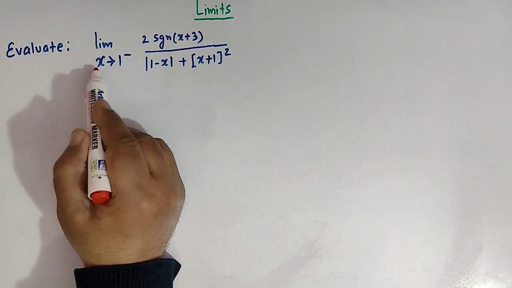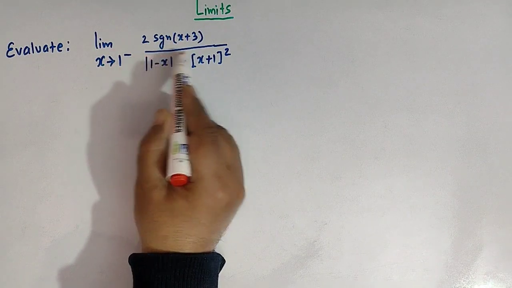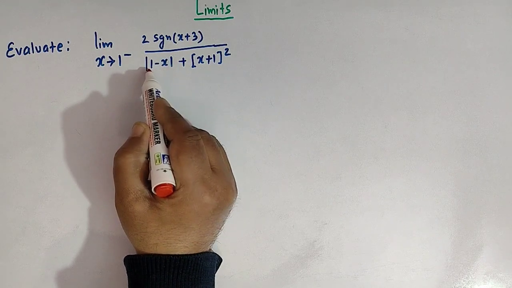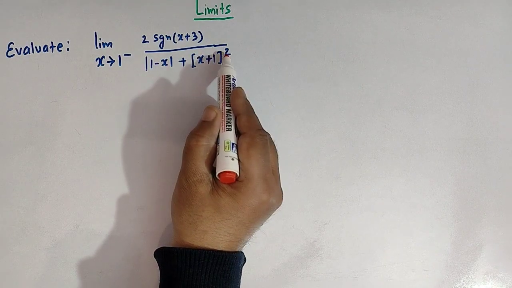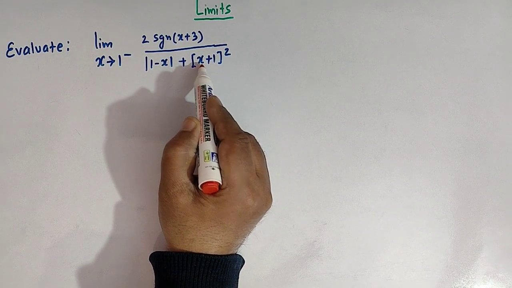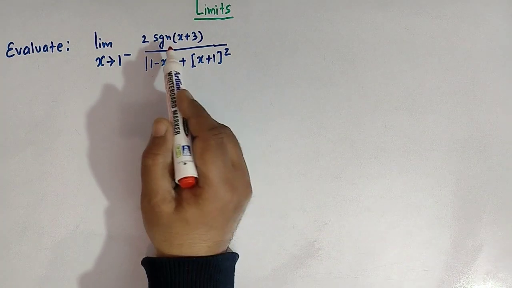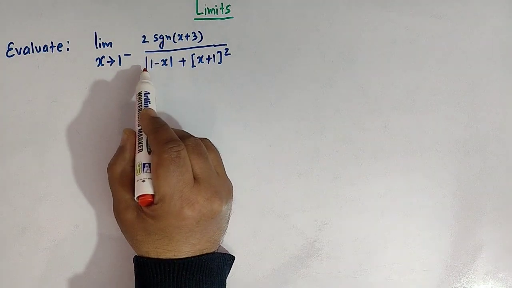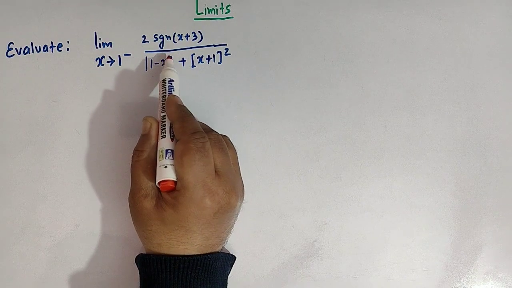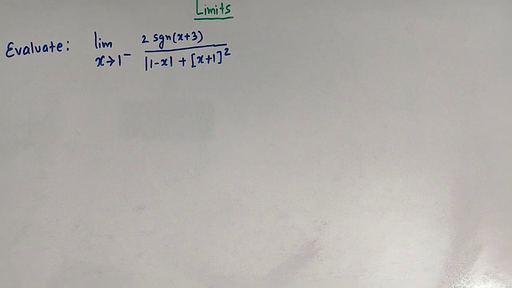So we have to find limit x tends to 1 minus of 2 times signum of x plus 3 divided by the mod of 1 minus x, this is the absolute value function, plus the square of the greatest integer function of x plus 1. So in this limit we have three important functions. The first one is the signum function, the second one is the absolute value function, which is also known as the modulus function, and the greatest integer function. So let us start.